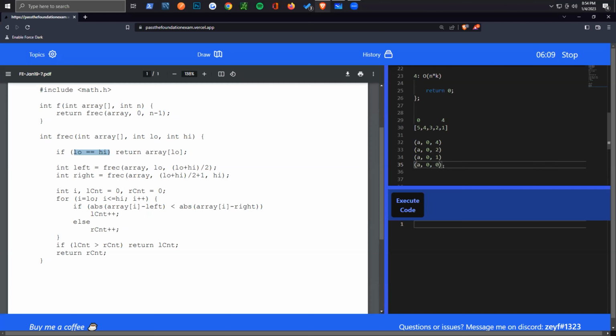0, 0. This is the base case we're returning right here, right? So now we're going to have to process this other half. We've done one half, we've just processed one, and now we're going to go into the other half. That's going to look like a of 1, 1. Okay, so that's good.